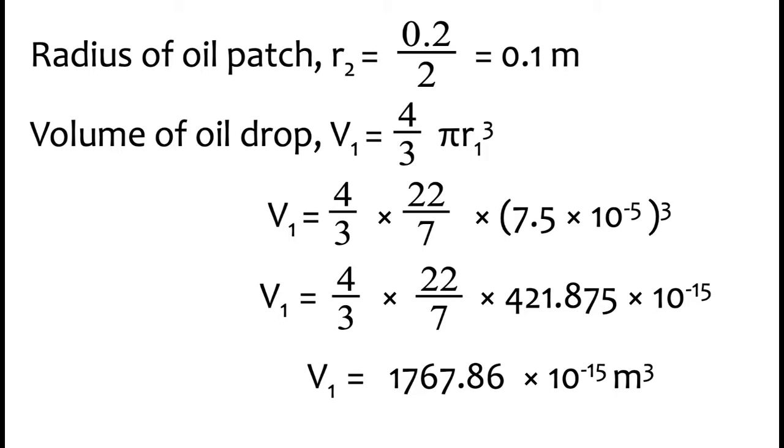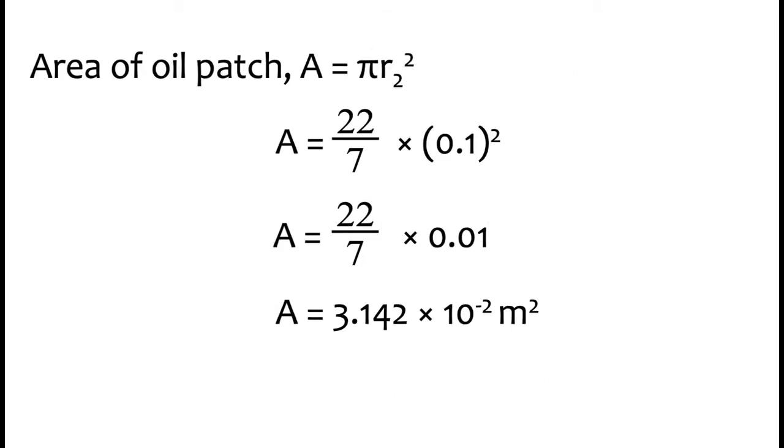So the volume of oil drop V1, applying the formula 4/3 pi R1 cube. V1 will be equals to 4/3 times 22/7 times 7.5 times 10 raised to power minus 5, all raised to power 3. And we will have V1 equals 4/3 times 22/7 times 421.875 times 10 raised to power minus 15. And we have V1 equals 1767.86 times 10 raised to power minus 15 meters cube.